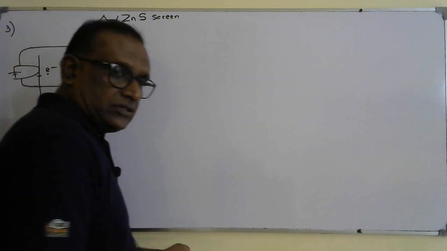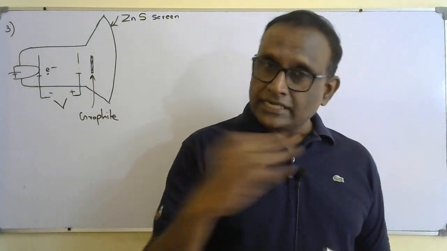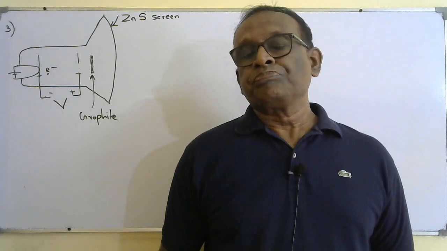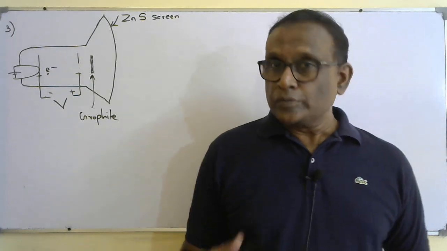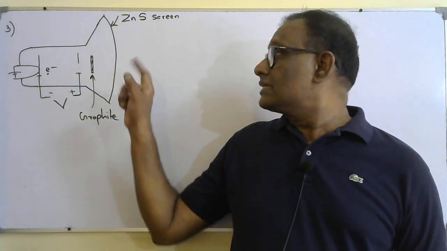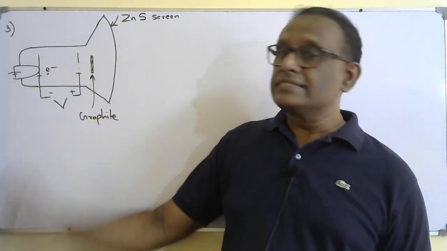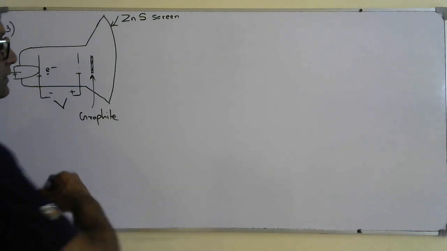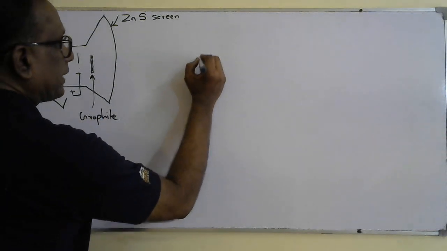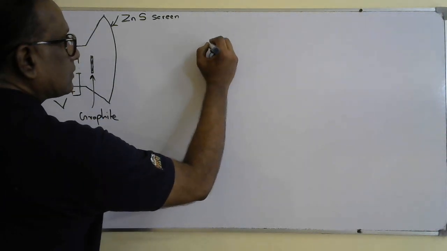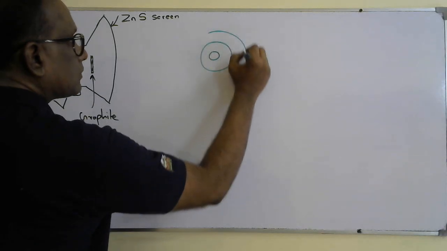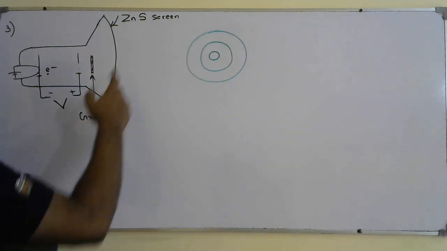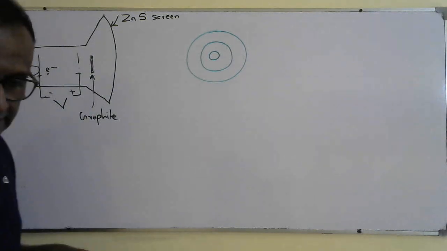So when they pass through the graphite, through the interatomic spacing of the graphite, they behave as waves, and due to superposition they form circular ring patterns on the zinc sulfide screen. So they form concentric circular ring patterns, something like this, on the screen. Okay, so that will be formed on the screen. It's a curved screen, not a straight screen.